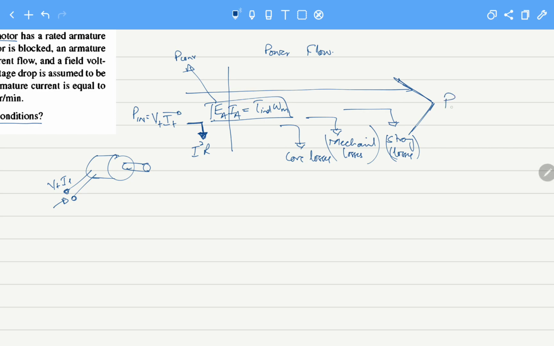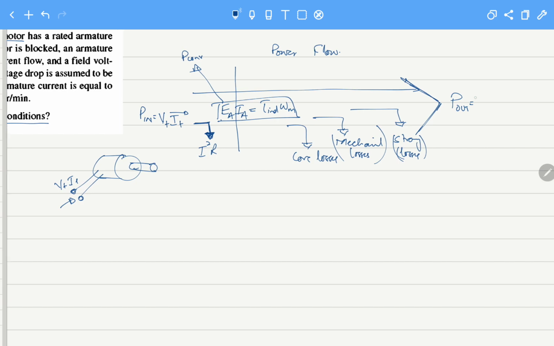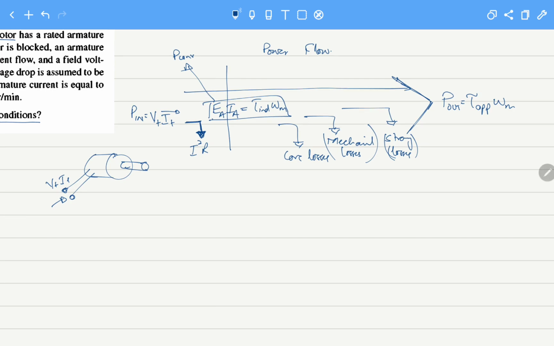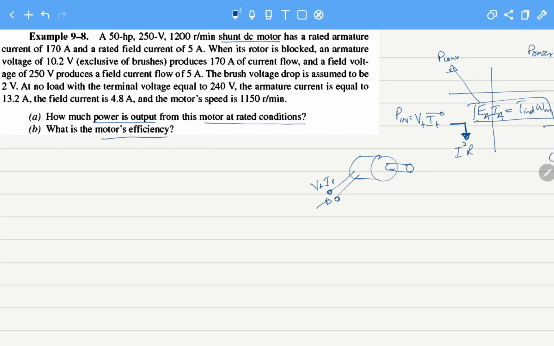After that, we get P out, and P out is equal to the applied torque times the mechanical speed at the output. Here the torque was induced torque, this is applied torque. So this is how power flows through the machine. We have the electrical losses, and then we have the mechanical side losses.